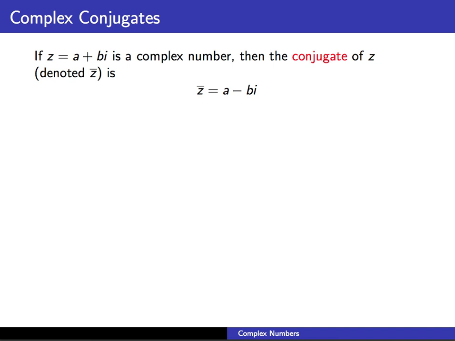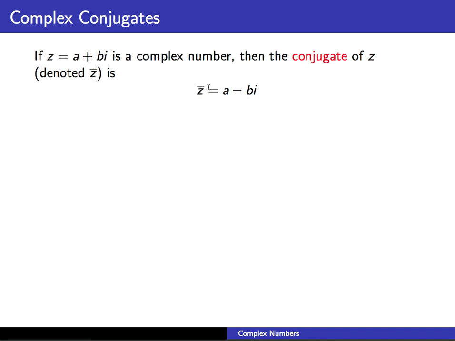So if we have a complex number, such as z, and let's say it's in standard form a plus bi, the conjugate of z is just switching this plus to a minus and vice versa, switching the minus to a plus. So the conjugate of z, if z is a plus bi, is a minus bi. And if the complex number is a minus bi, its conjugate is a plus bi. And we use this little bar above the complex number to denote the conjugate.